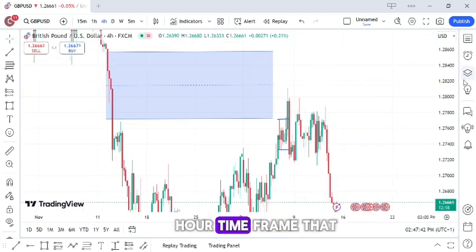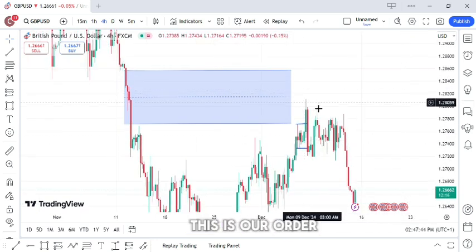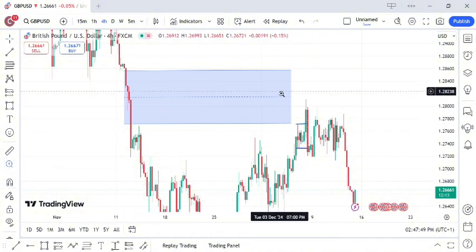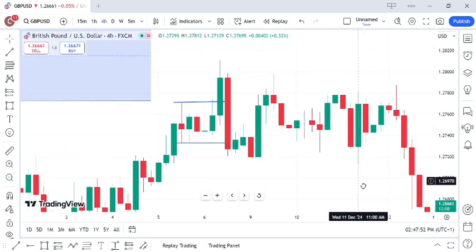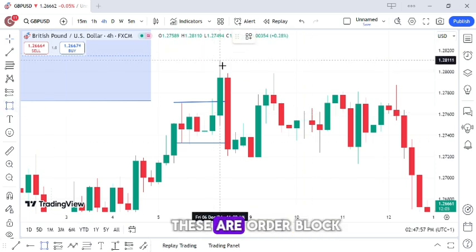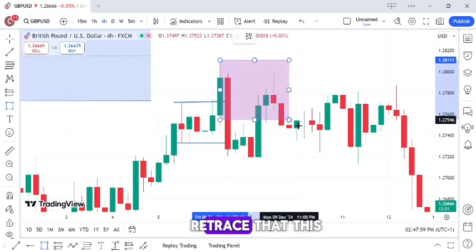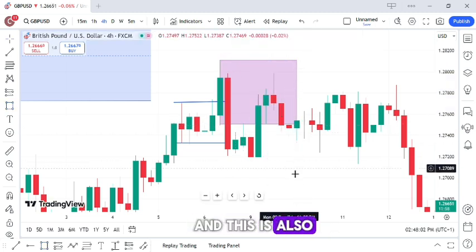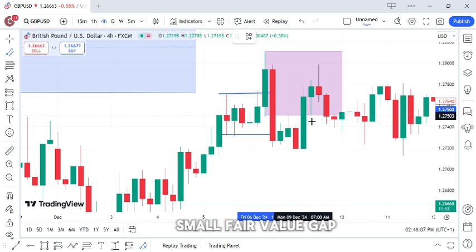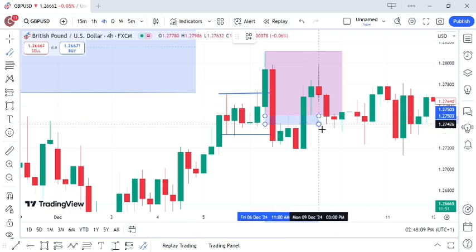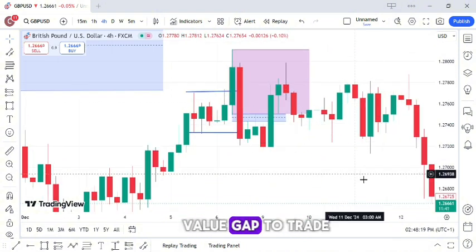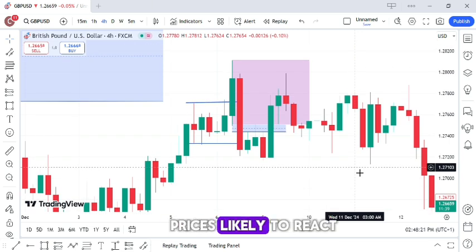On the 4-hour time frame that we came to, this is our order block. This big candle. Let me zoom in. This big candle, this one is our order block. Let's mark it out. So we're waiting for price to retrace to this order block, and this is also our fair value gap down here. You can see a small fair value gap down here, right? And any other block that has a fair value gap is a valid fair value gap to trade from, where price is likely to react from, right?